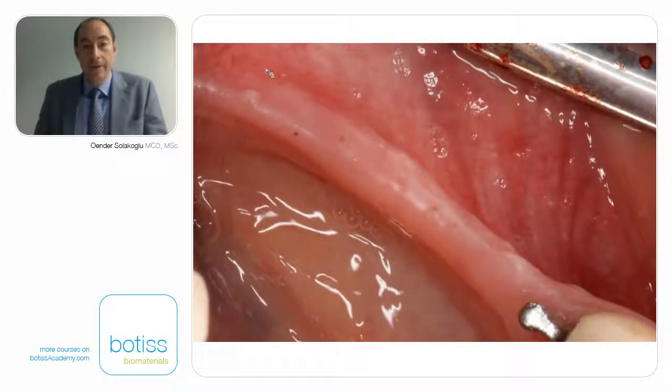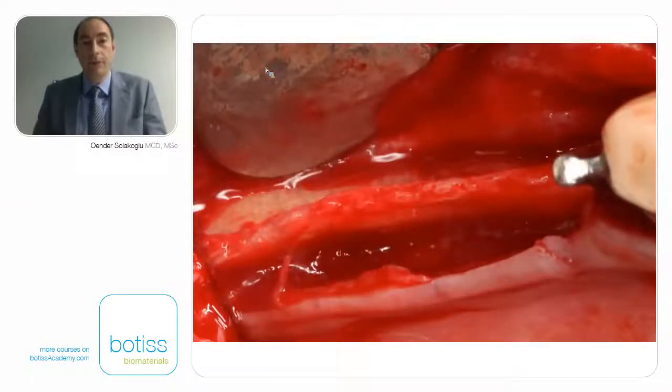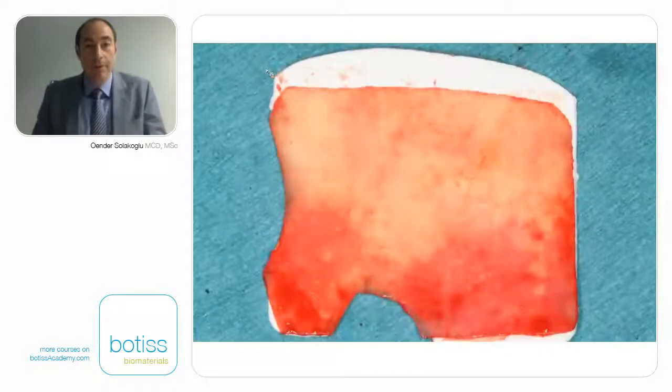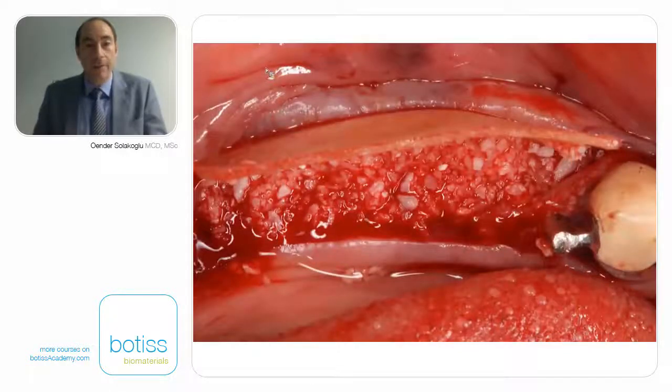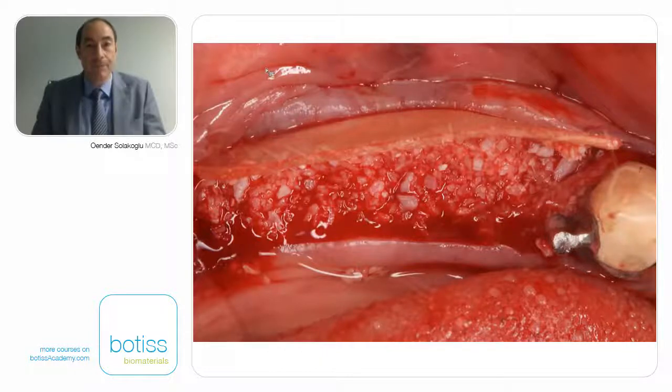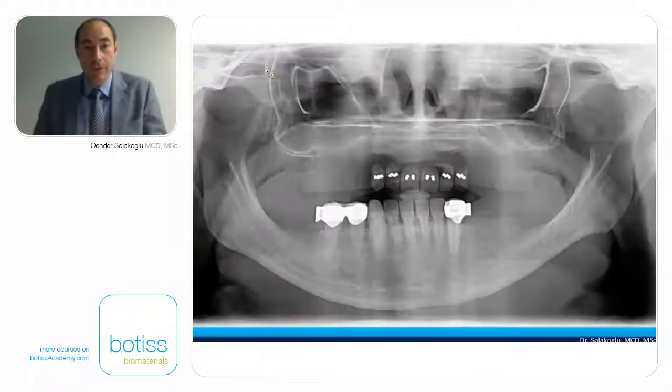This is the initial view of the lower jaw left side, and you can appreciate how thin the bone is on this side as well. We used a similar technique. Here you can see the two membranes. We fixed the membranes with fixation pins, filled the space, and achieved primary closure with this continuous suture.